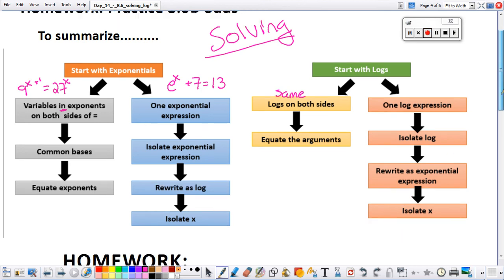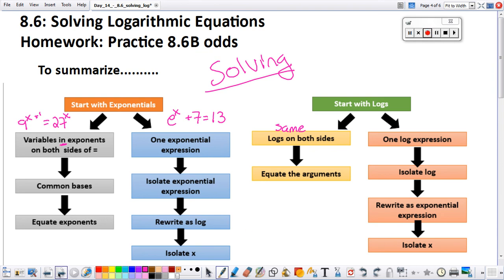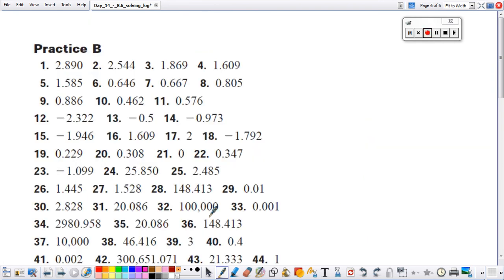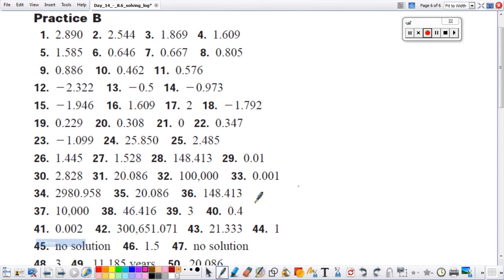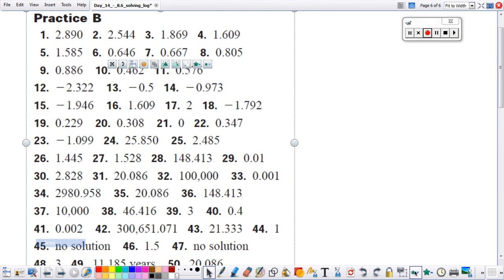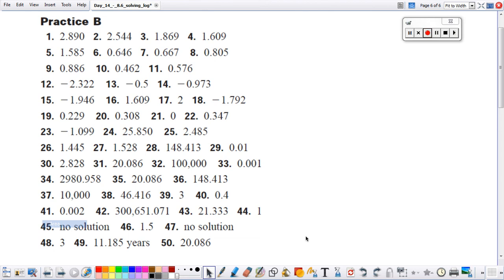Okay, like I said earlier, for your homework, you can use your calculator to find the final answer. I'm going to turn the page to, these are the answers to your homework. They are on Edline. This whole flip chart will be on Edline. We can pause the video here and leave this up so that as you do your homework for the remainder of class, you can check your answers.